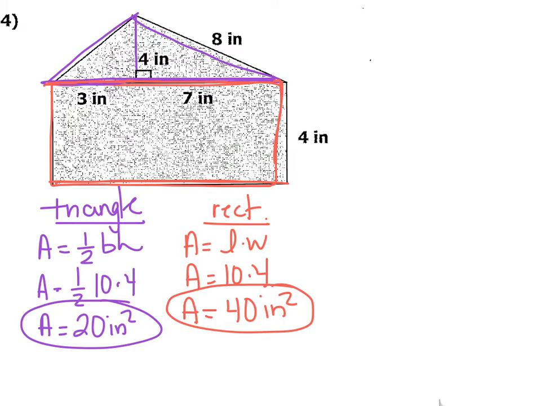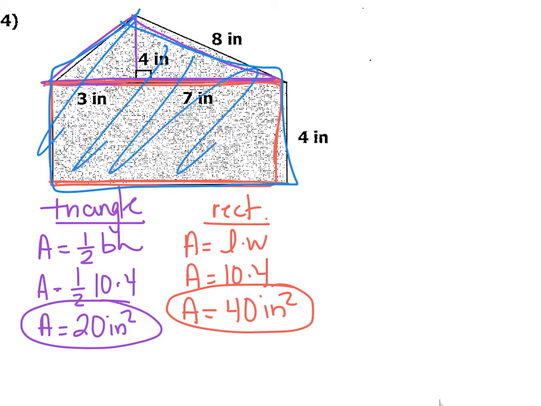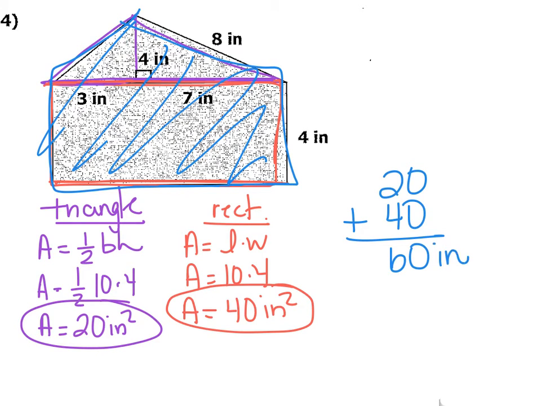So now to find the area of the entire figure, the whole thing, we would just add those two areas together. So we have the area of our triangle, which is 20, plus the area of the rectangle, which is 40. And when we add them, we end up getting 60 square inches.